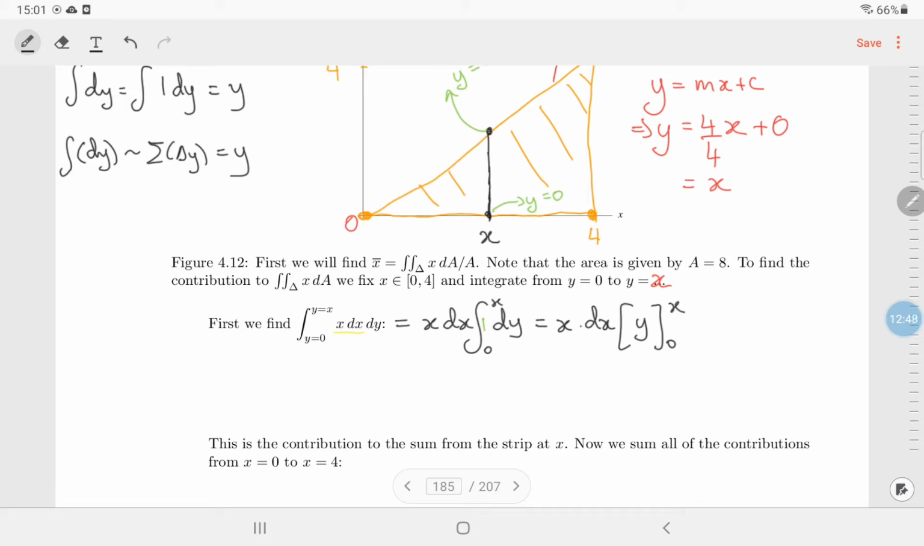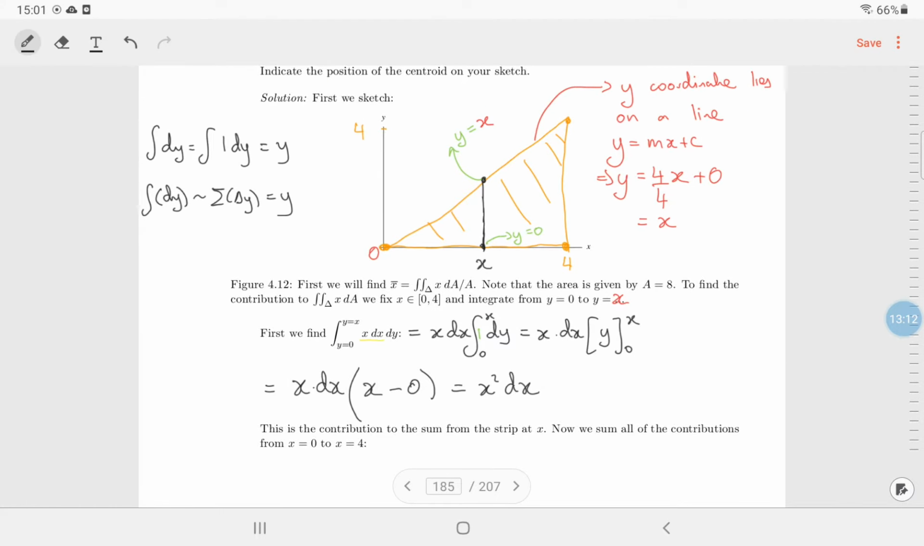And now we do top limit minus bottom limit. So this is equal to x dx, and now do top limit minus bottom limit. So y equal to x minus y equal to 0. So you get x by dx by x. So x by x is x squared dx. You can probably see that as the x value is bigger, you're just adding up the x coordinate here by dx dy, and you can see that there's more to add up the bigger x gets, which is basically the story. Okay, so this is the contribution to the sum from the strip at x.